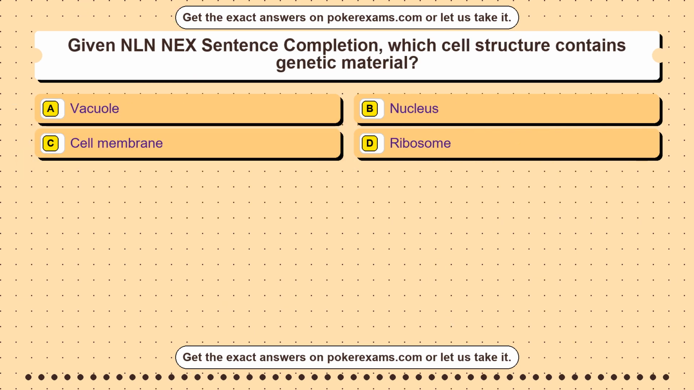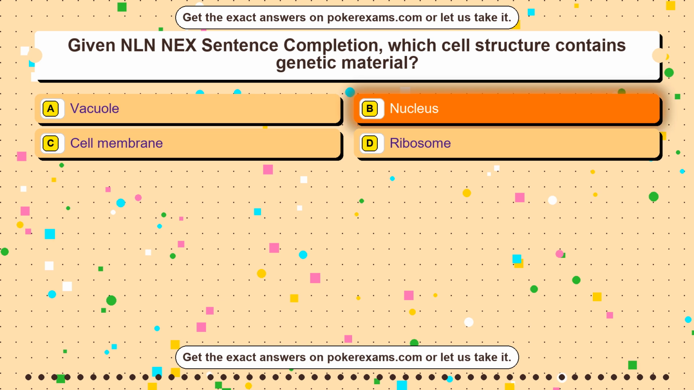Question 8. Given GED Science Review, which paragraph part usually introduces the main point? Option A, page number. Option B, topic sentence. Option C, citation page. Option D, footnote. The correct answer is option B.